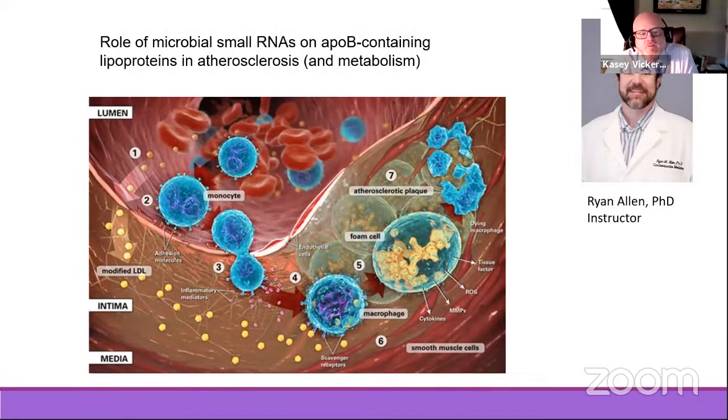So this research is mainly driven by Ron Allen in the lab. Ron started with me as a postdoc, and he's now an instructor. Ron's doing great. He's actually on the job market now, so he's looking for his first faculty position. His work in the lab was on the role of microbial small RNAs, mainly on ApoB-containing lipoproteins, and how this factors in atherosclerosis and cardiometabolism.